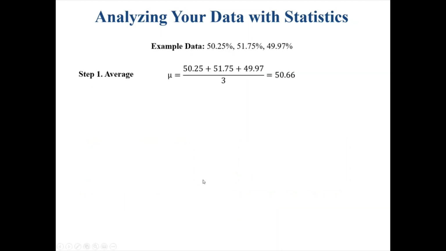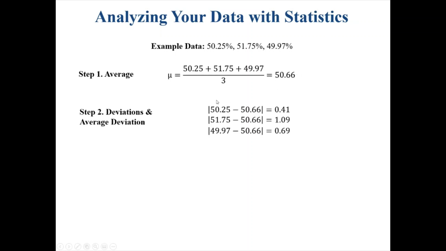Okay, so let's take a look at some sample data just to show you what I'm talking about. So here we had 3 students do this. They got 50.25, 51.75, and 49.97. So to get the average, this is pretty simple. You take the 3 numbers, add them up and divide by 3, and you get 50.66. So that's easy, the average.